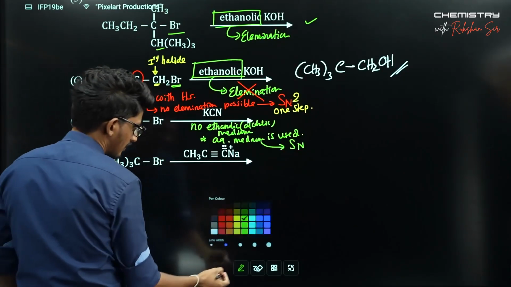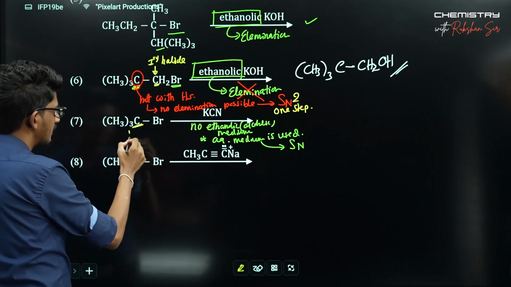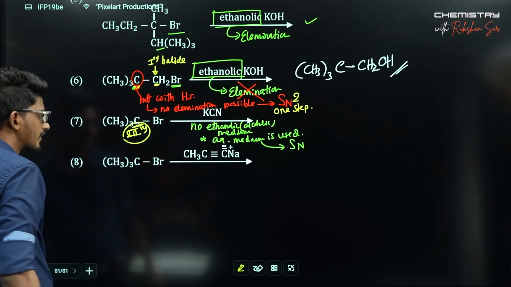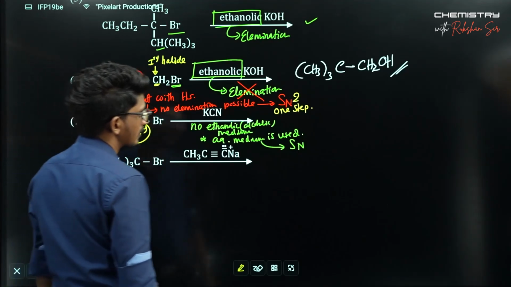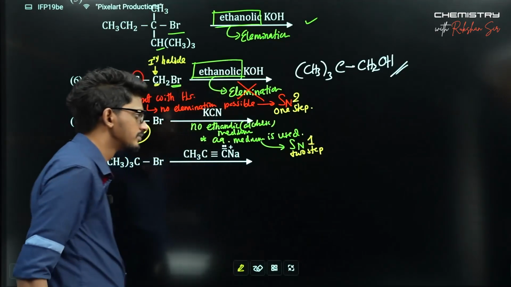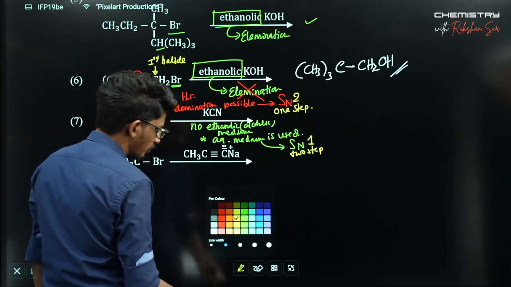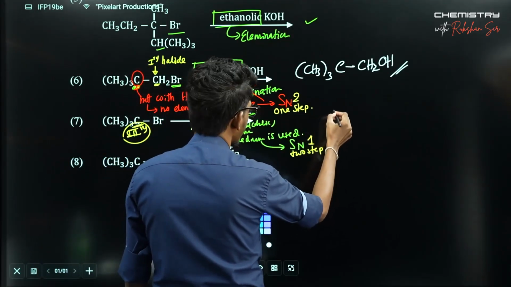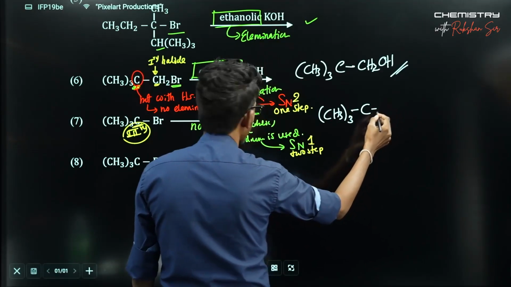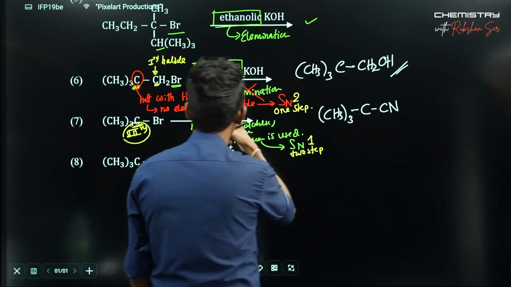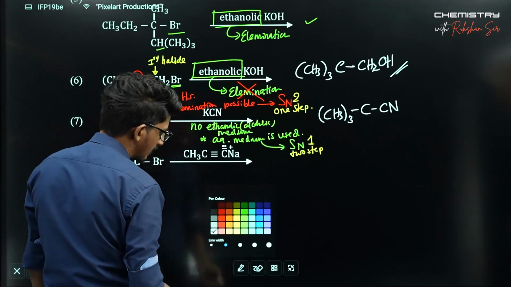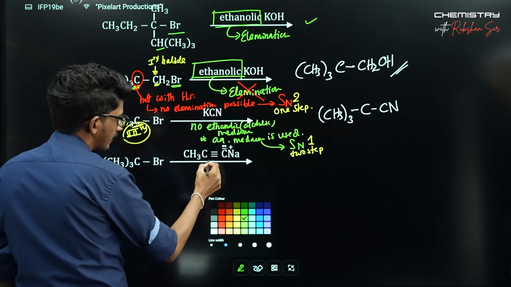As this one is a tertiary carbon, it is going to be a two-step nucleophilic substitution. So the product is this. Nucleophilic substitution means just substituting your nucleophile instead of the halogen, right? With this one as well, the same procedure, the same thing.